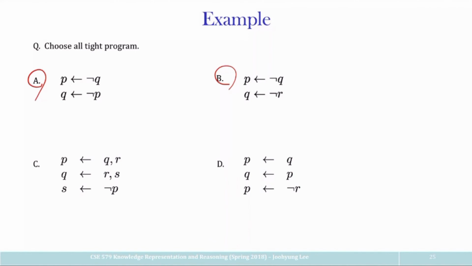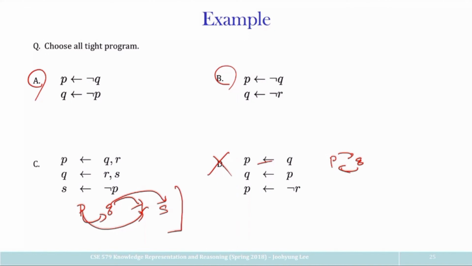This one is also easy because if you forget about the last rule, it's the same as what we just did. So there's a loop, so this is not tight. What about this? P, Q, R, S. From the first rule, you get two edges: P to Q, P to R. From the second one, Q to R and Q to S. From the third one, you get nothing. This one doesn't have any loops, although it has some edges. So there's no cyclic dependency, and this is also tight.